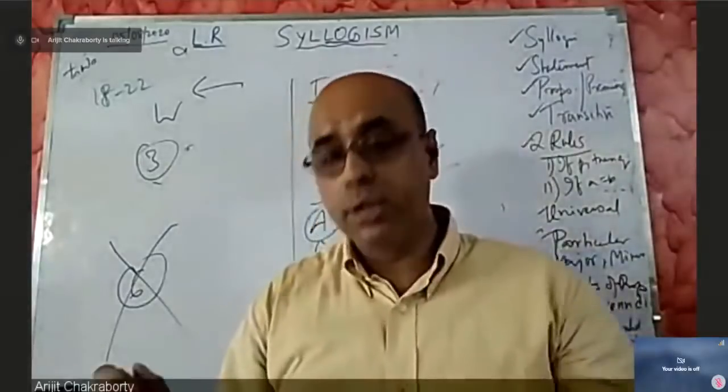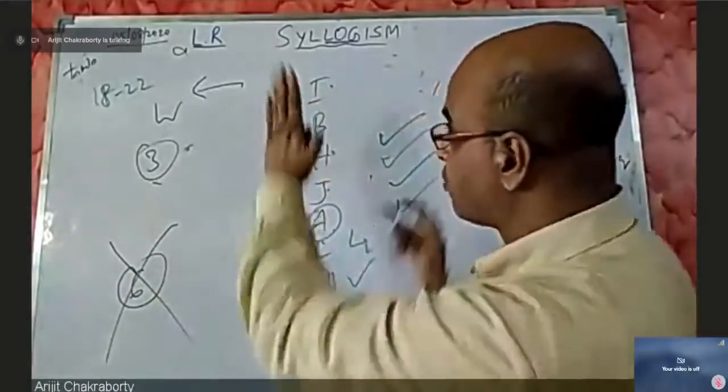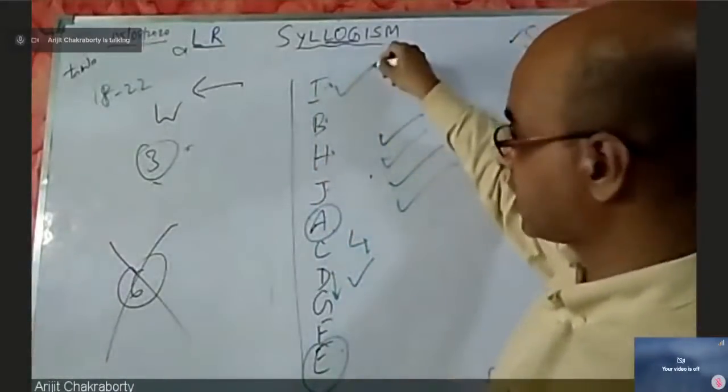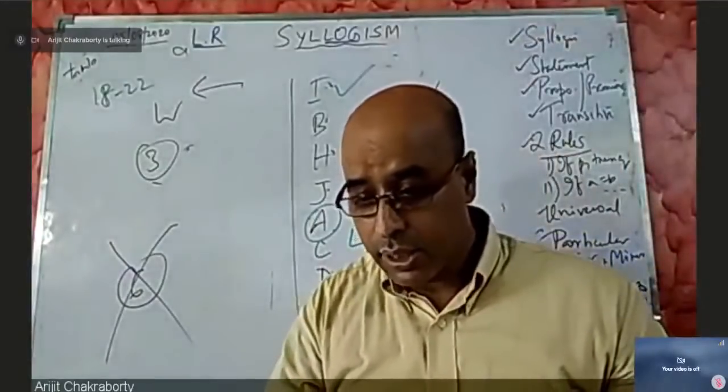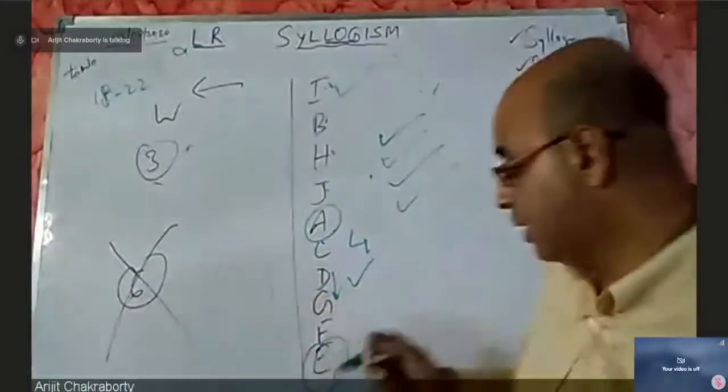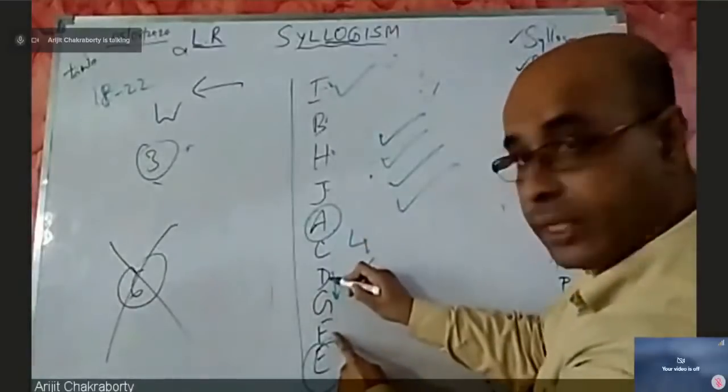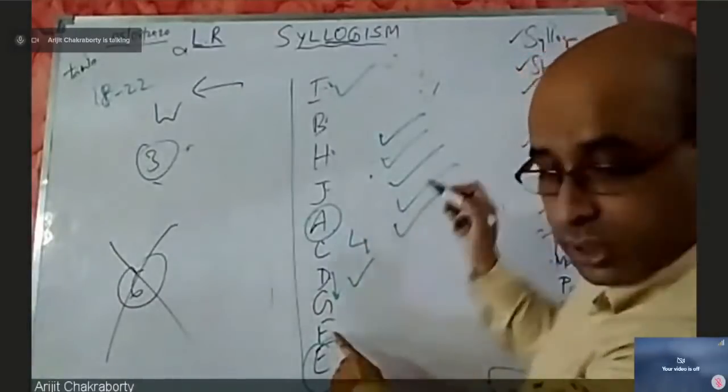I is in the north of B. North means above. I is in the north of B. Satisfied. And F is in the south of D. D is here. F is here. So this also is satisfied.